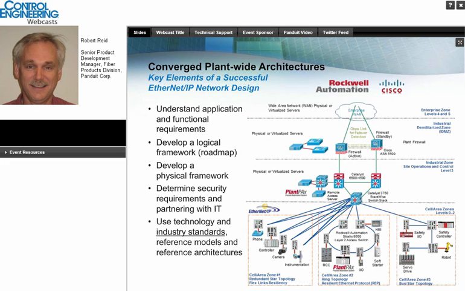Really, it's important to develop a logical roadmap, which, partnering with IT, you can use the tools that are at hand that are well developed for this reference architecture. And it's really important to use industry standards, these reference models, and these reference architectures.